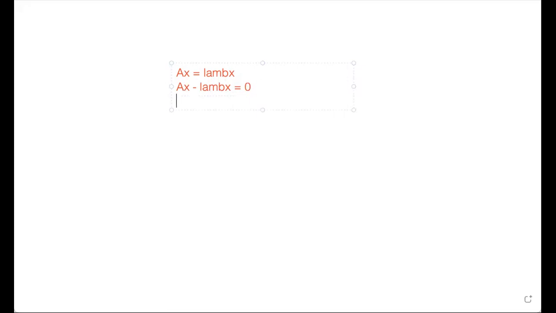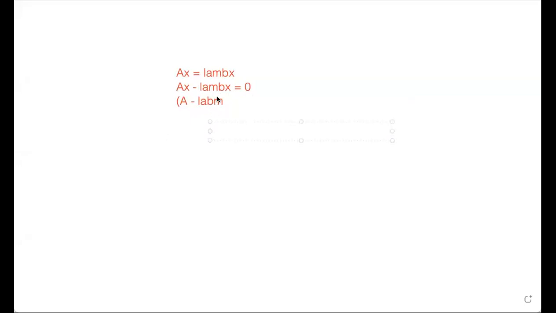Then we can make this equation A minus lambda times the identity matrix, because if we multiply a scalar value with an identity matrix, the result will be a matrix, right? So this lambda I is an identity matrix.